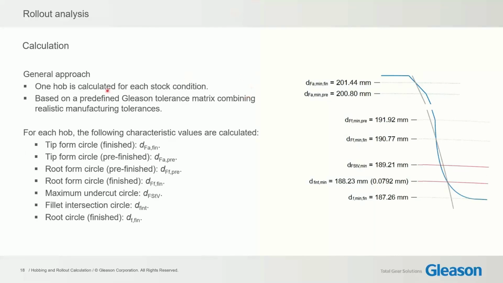So as I've said, one hob is calculated for each stock condition. Based on this Gleason tolerance matrix, we then have 3 different combinations of results. And what we're calculating is displayed here. So we calculate the tip form diameters of finishing and pre-finishing. We have the root form diameters of finishing and pre-finishing, max undercut. Of course, we're also checking the root diameters. And in case we have a topping tool, we are also checking if the tip diameter falls within the specification.